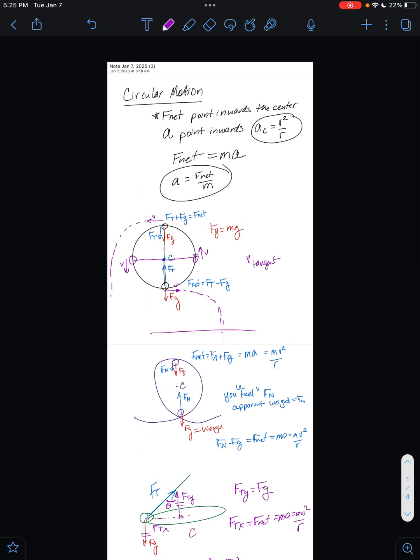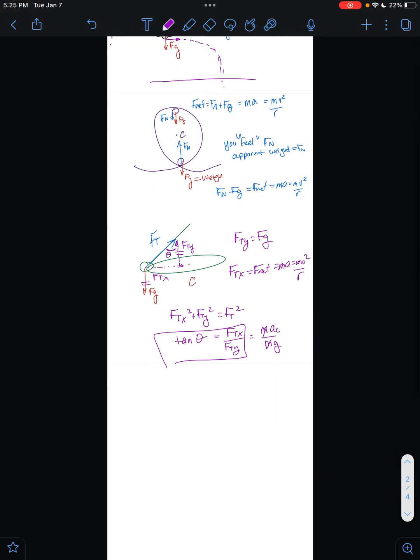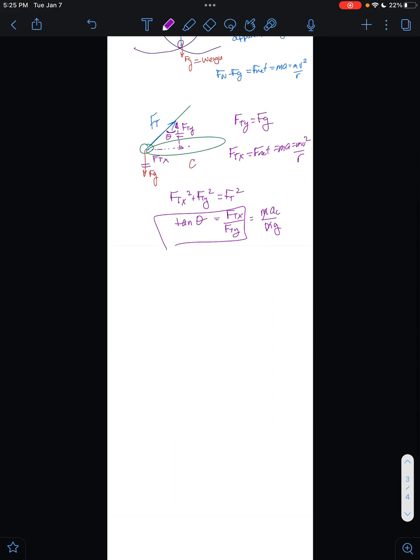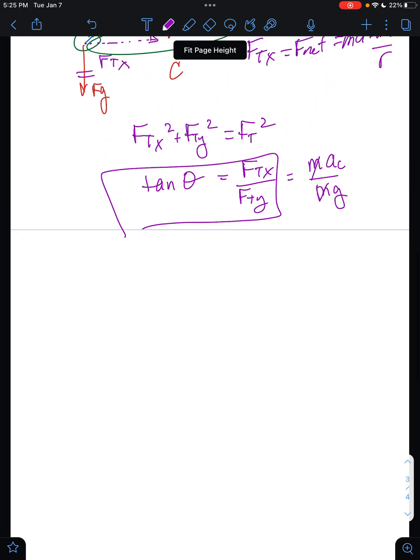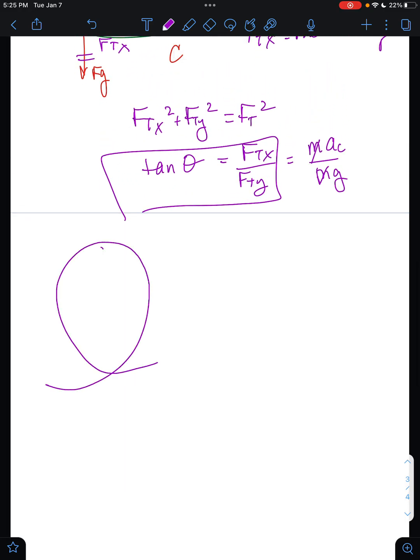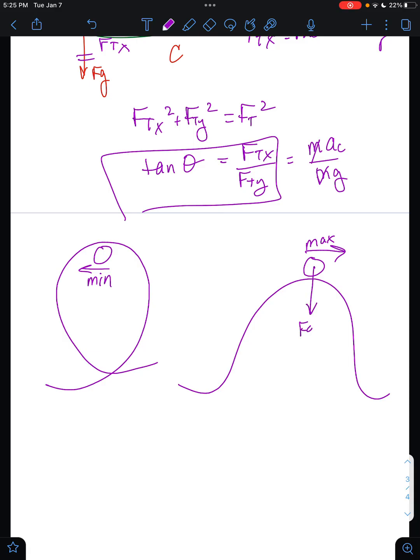Last but not least, we do have some critical speeds. When we're talking about critical speeds, we're talking about the minimum speed that a ball could be going at the top and the maximum speed that a ball could be going at the bottom in order to just barely make the loop. The maximum speed happens when you have your maximum net force, which is just the force of gravity. Your minimum speed happens when you have your minimum net force, which is also just the force of gravity.